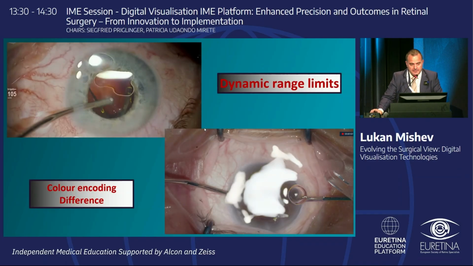There are other things which are hidden between the lines, and these are the dynamic range limits. You can see the white image in the center. This is what engineers call image clipping. There is no image, it's simply white. And also color encoding differences. These are the algorithms behind the image creation.